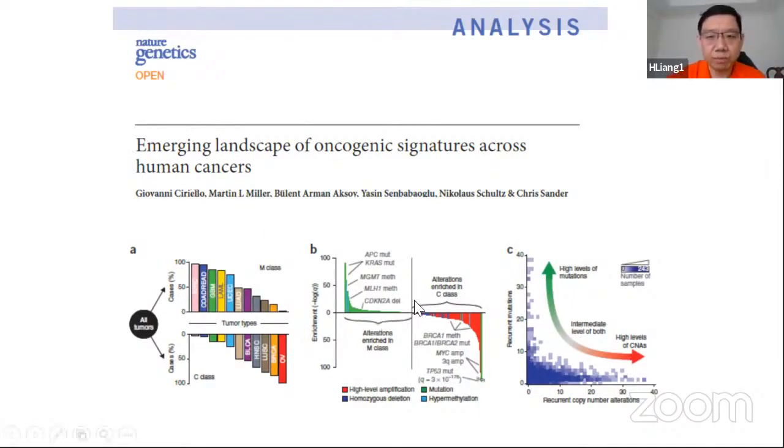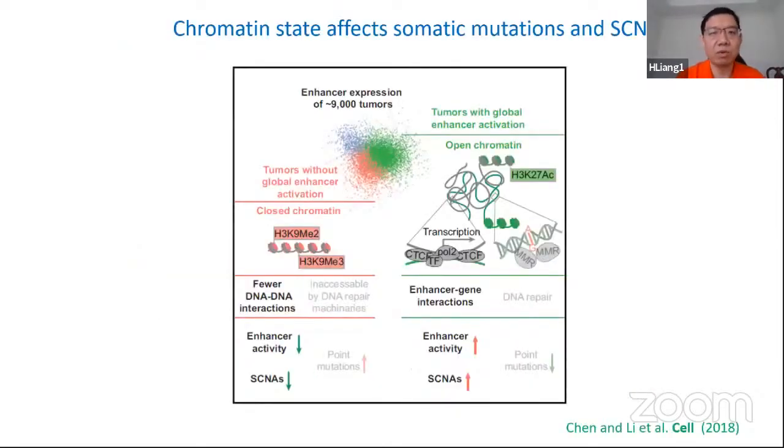There's another group of cancers that have a lot of copy number changes but fewer mutations. They are called the C class, and the group driven by mutation is called the M class. This is a very intriguing observation, but people never knew the mechanism, at least the global mechanism, underlying this two-class classification. Through our enhancer analysis, we found chromatin state could largely affect this global pattern of somatic mutation.